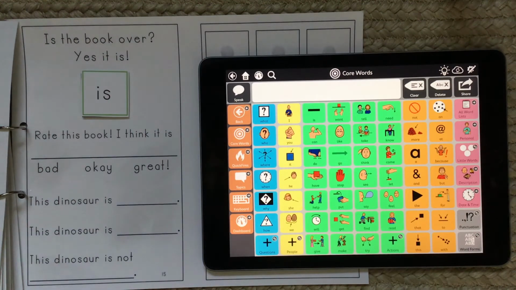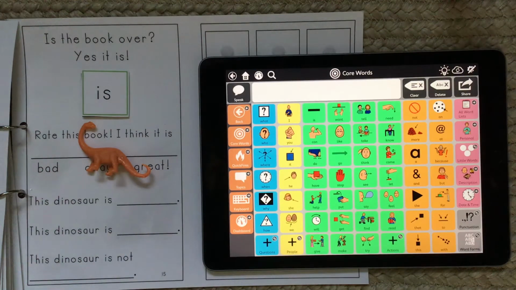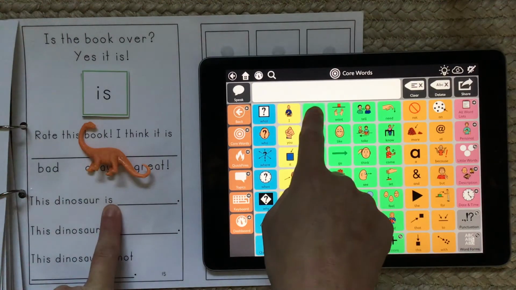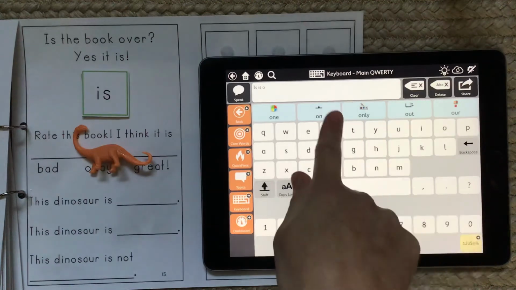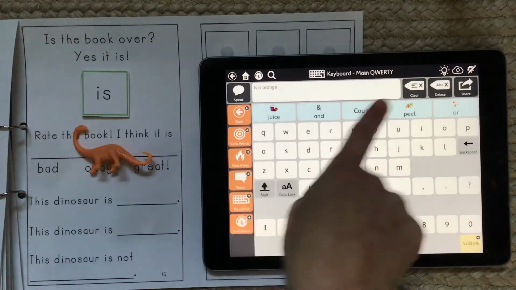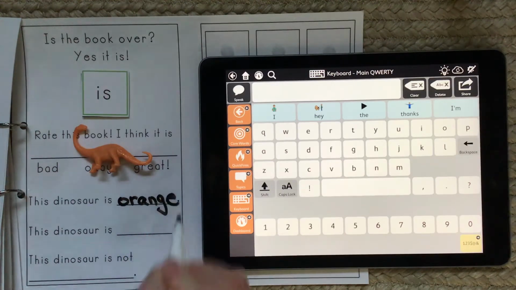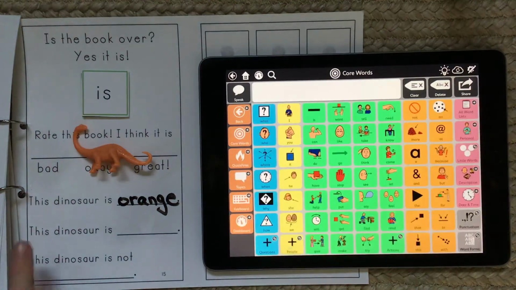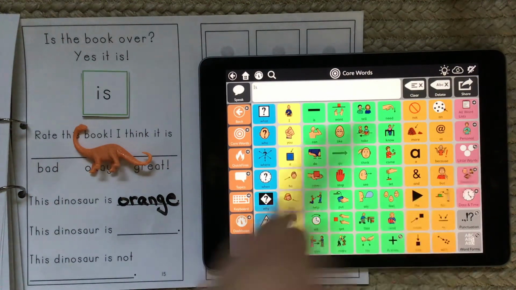Now look, my favorite part, we get to do some writing. I'll go first. I have a dinosaur here that I get to write about. Okay. This dinosaur is orange, right? O-R-A-N-G-E. Is this orange? It's orange. This dinosaur is orange. This dinosaur is. Let's go to describing words.